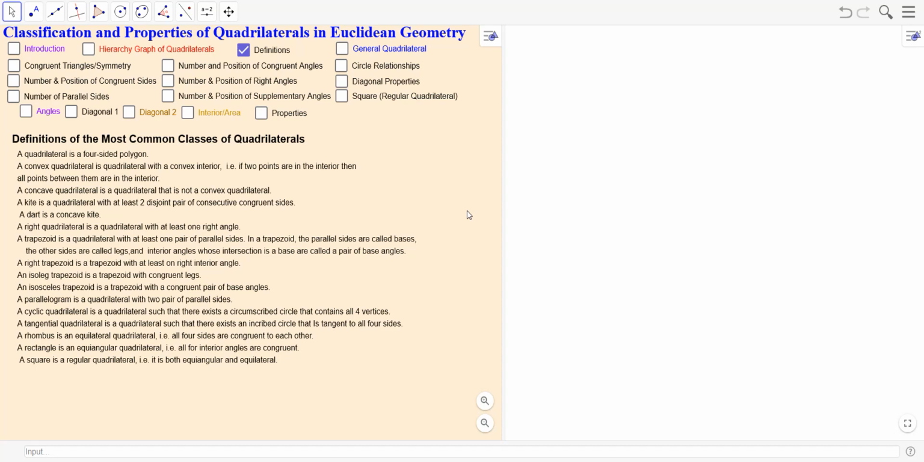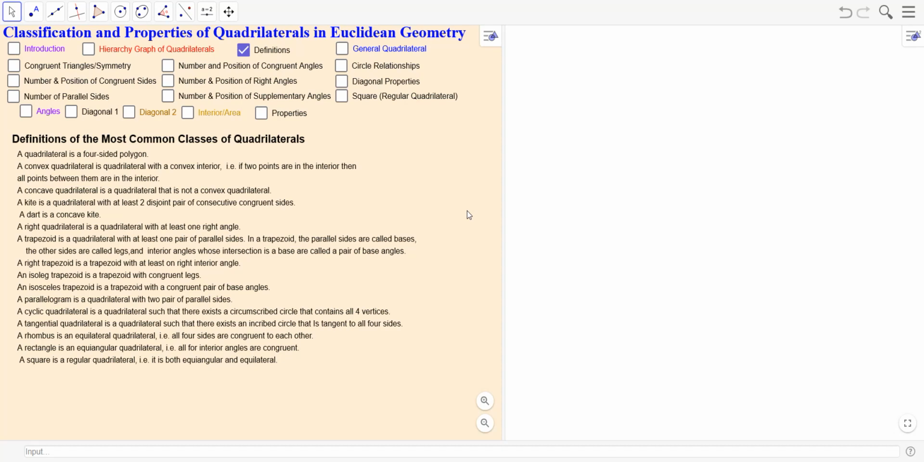A quadrilateral is a four-sided polygon. A convex quadrilateral is a quadrilateral with a convex interior. In other words, if 2 points are in the interior, then all points between them are in the interior. A concave quadrilateral is just a quadrilateral that's not a convex quadrilateral. A kite is a quadrilateral with at least 2 disjoint pairs of consecutive congruent sides. A dart is a concave kite. A right quadrilateral is a quadrilateral with at least 1 right interior angle.